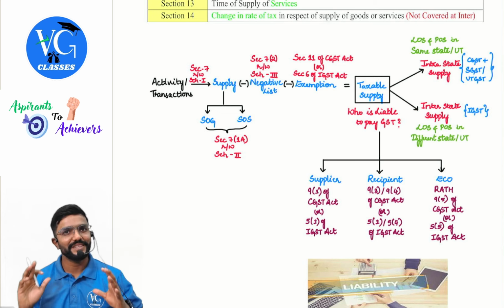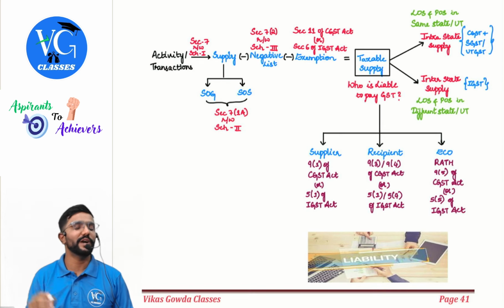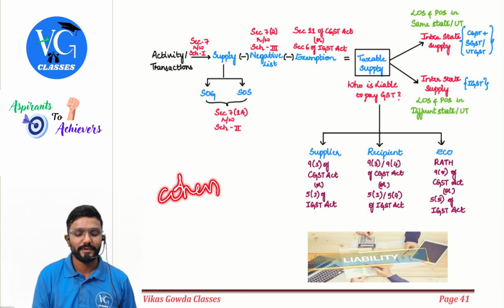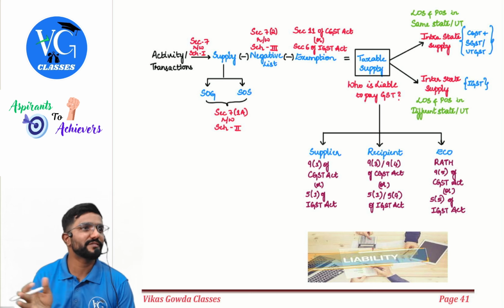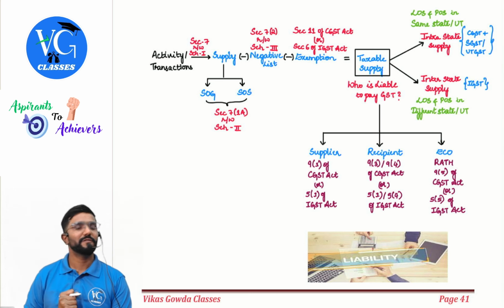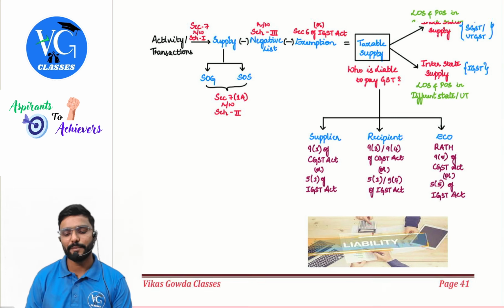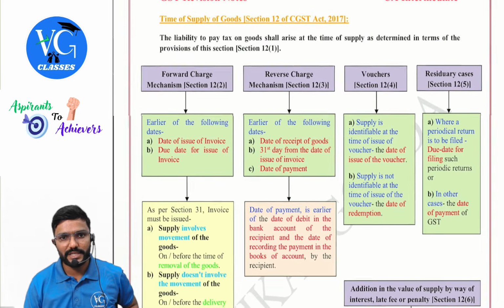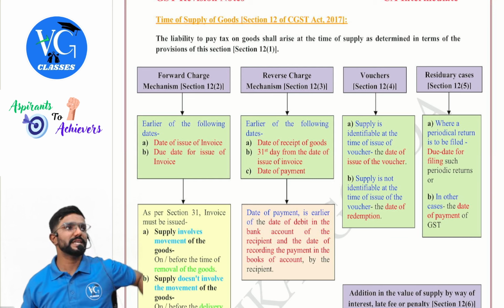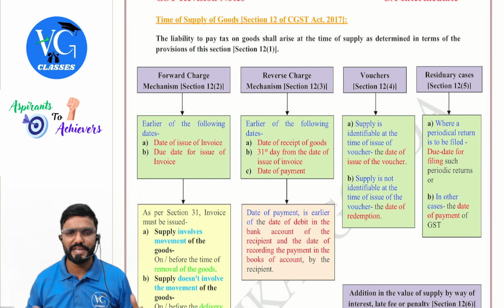Did we see till here? Yes. Now what are we going to learn? When are they liable to pay? For which we have to decide first the time of supply. I have made one single chart for goods. We will see that. Listen, easy guys, easy actually.